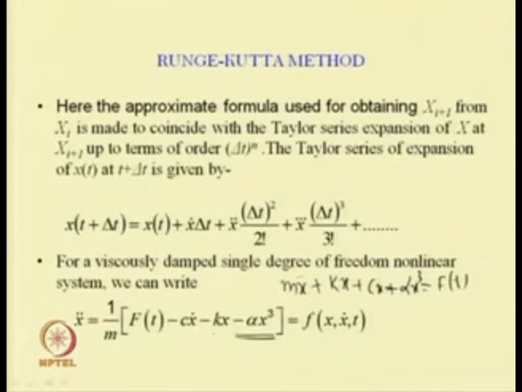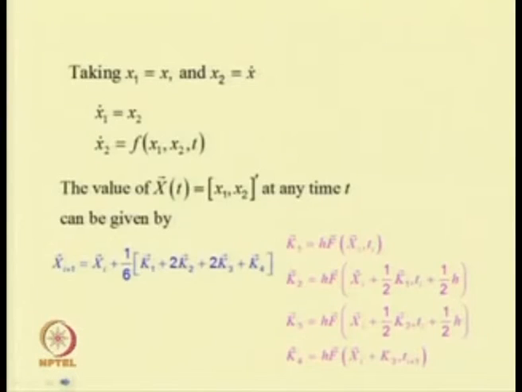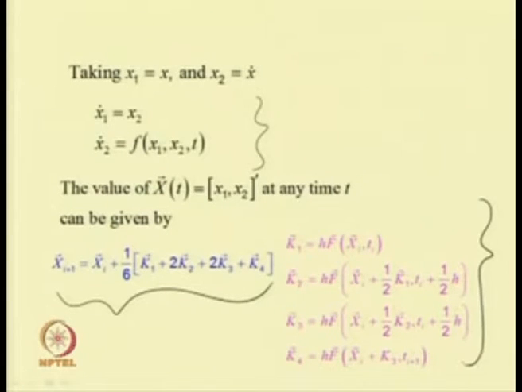From this we can find x double dot and we can write a set of first order equations. Now, using this set of first order equations, we can use this formula, where we require 4 constants, that is k 1, k 2, k 3 and k 4. The expressions for k 1, k 2, k 3 and k 4 are given here to find x i plus 1.